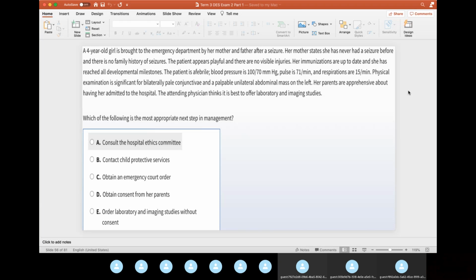Suspected child abuse. Is there anything in the vignette that you can say is a definite sign of child abuse? Look at the vignette. I would say them being apprehensive about admitting her to the hospital when you found something is wrong. Okay, anyone? Look at the vignette. Is it D? Why D?